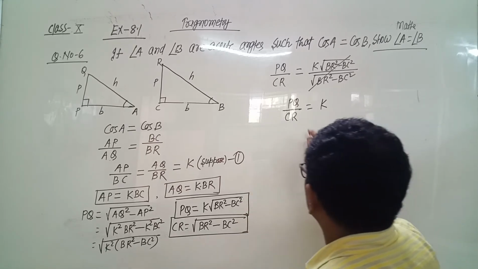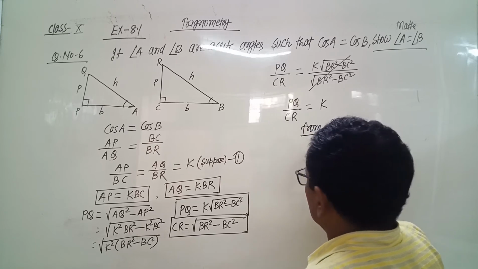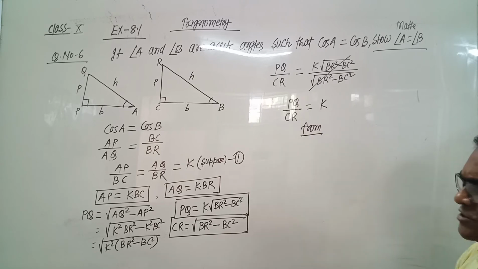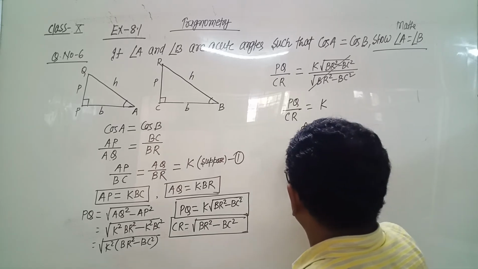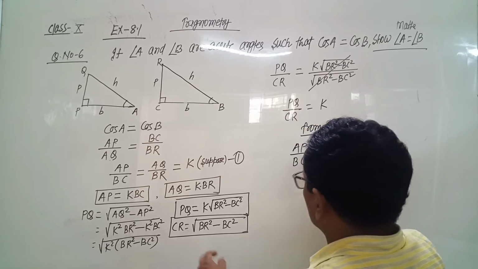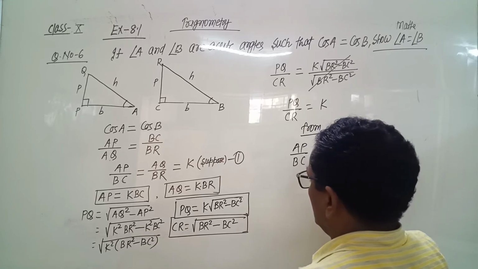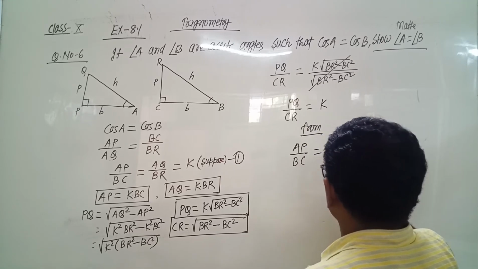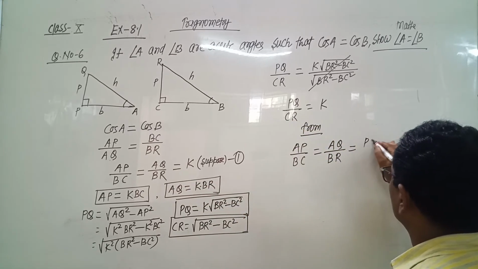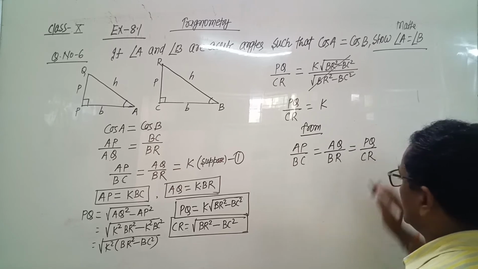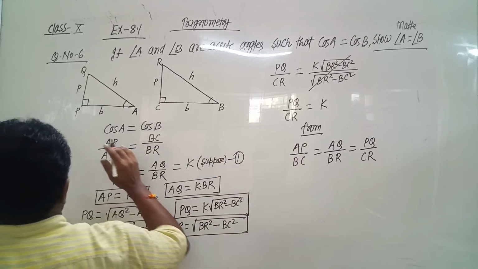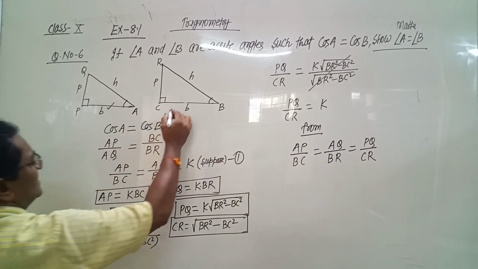Then from equation 1, these two ratios are equal to K, and this ratio is also equal to K. So we can write AP upon BC equals AQ upon BR equals, in place of K, PQ upon CR. So let us observe these two triangles. AP upon BC: this is AP and this side is BC.